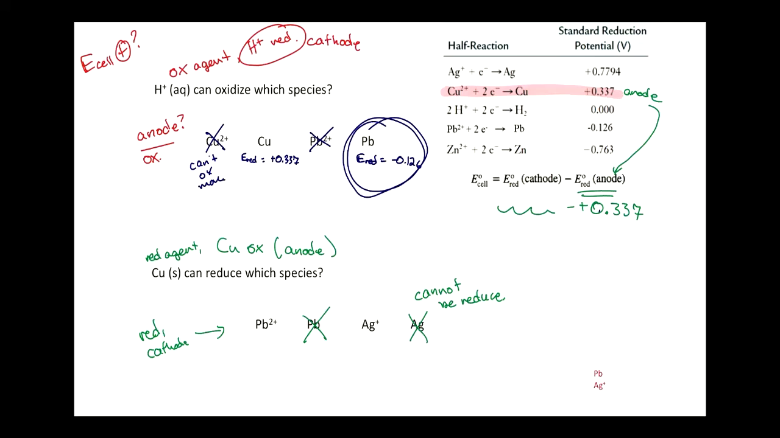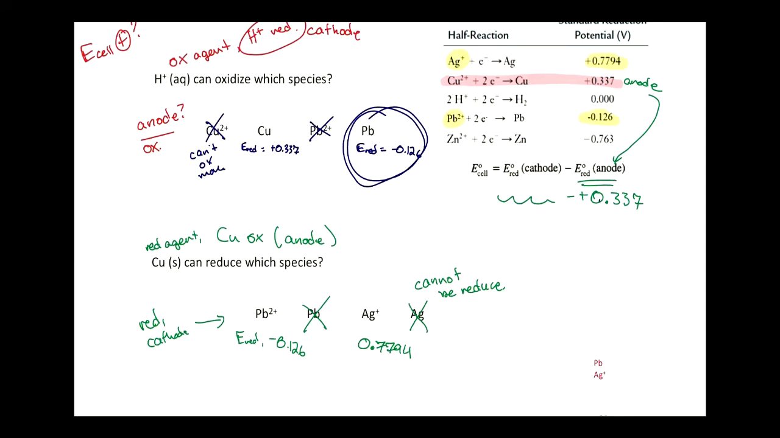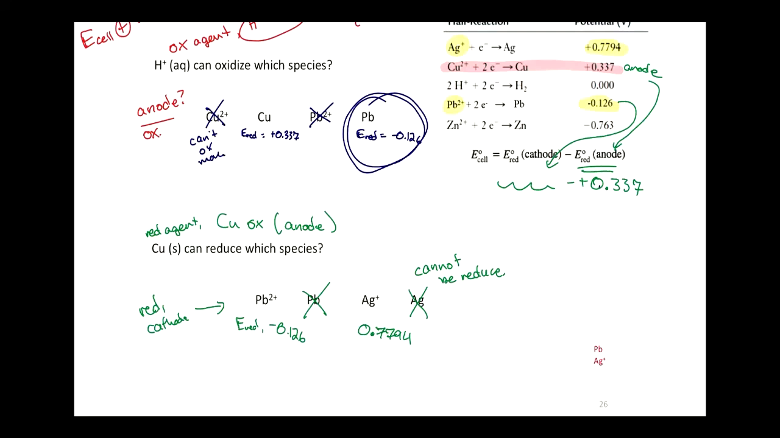Same idea here. We want to look up those reduction potentials for lead 2+ and silver+, and we can see that for lead 2+ it's negative 0.126, and for silver it is positive 0.7794. If we put those two values into our equation, we can see in what scenarios a positive number can come out here. So if you put that lead value in here, does a positive number come out? Yeah, it does.